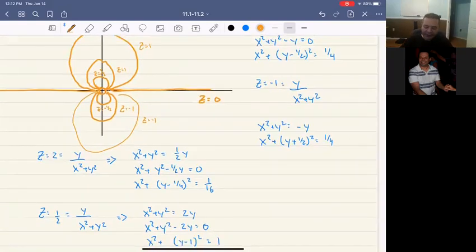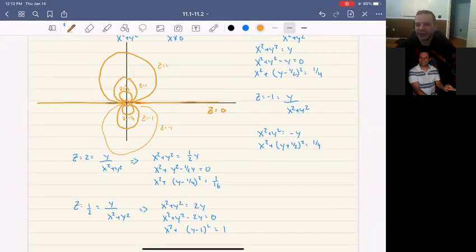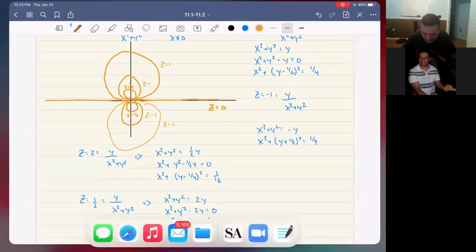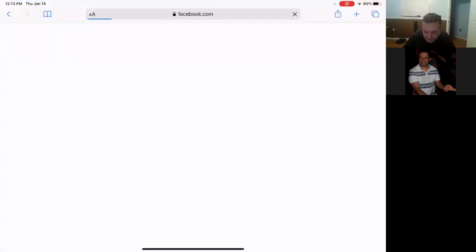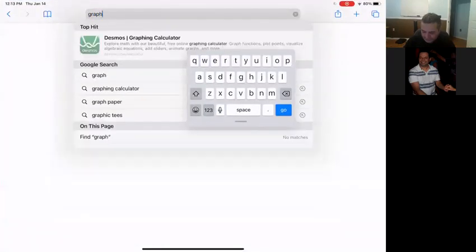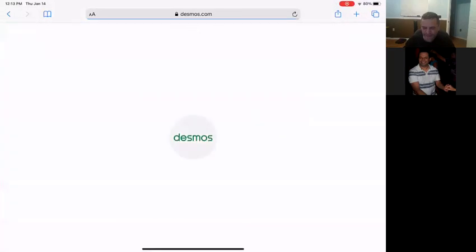Okay, so what's going to happen? This looks like it's going to be some sort of crazy cone structure. Well, we actually live in a more modern world than we did, say, back in the Stone Age when I was doing this stuff. So let's actually see if we can graph this thing. I can graph it on my tablet. Let's see, graphing calculator. There we go.